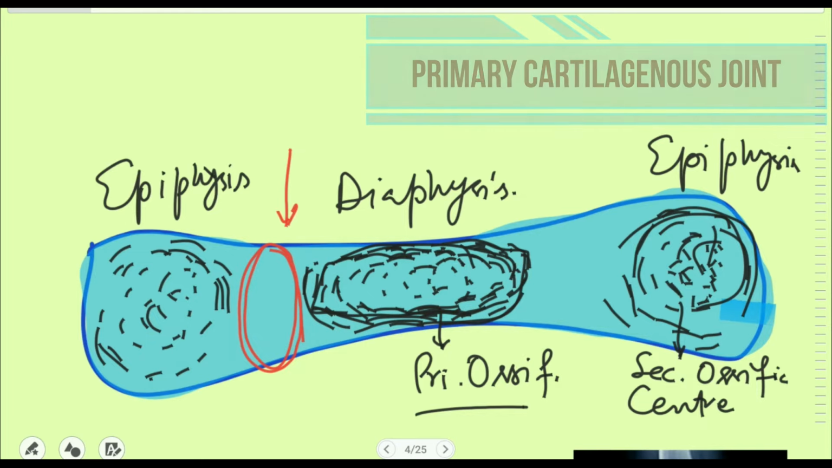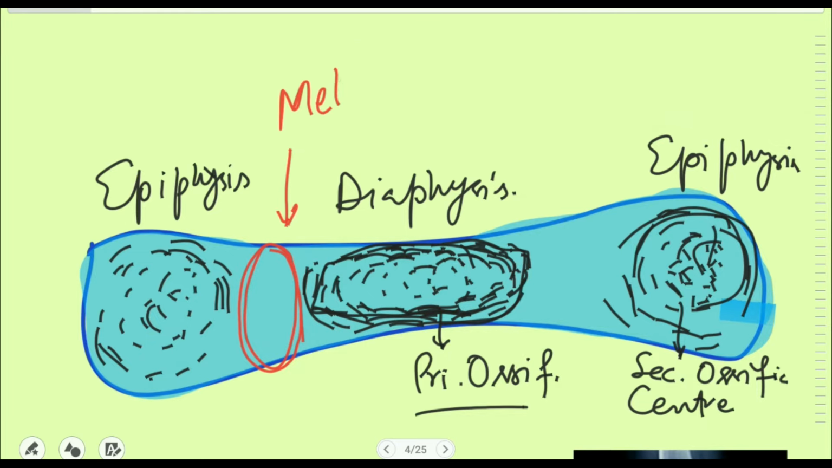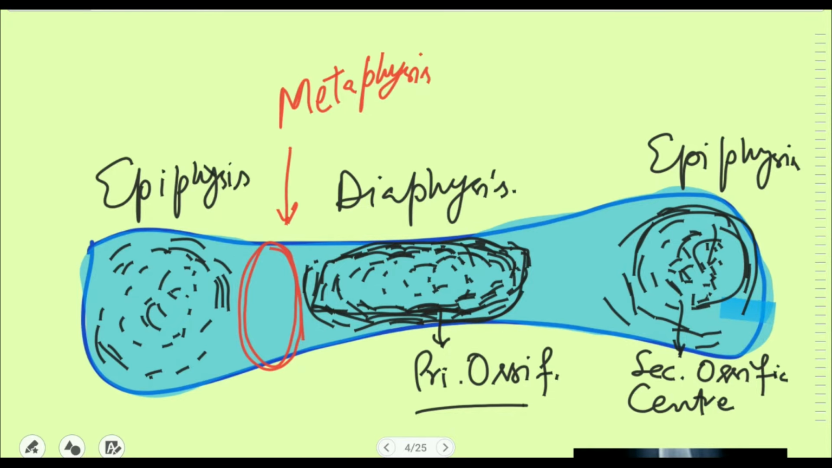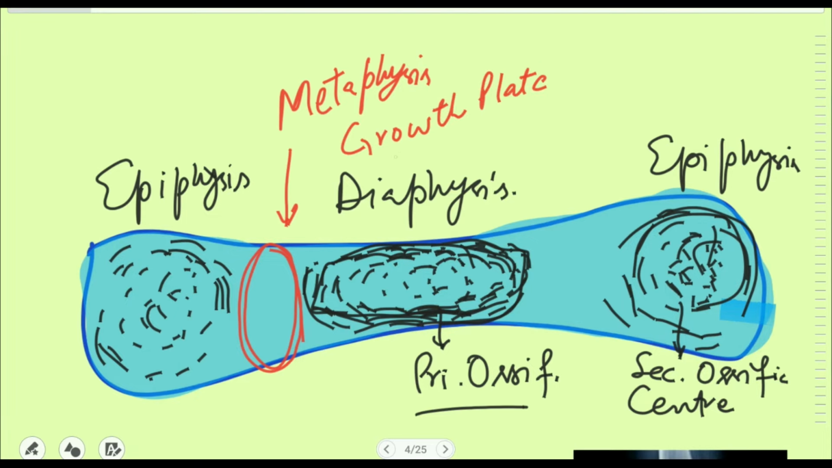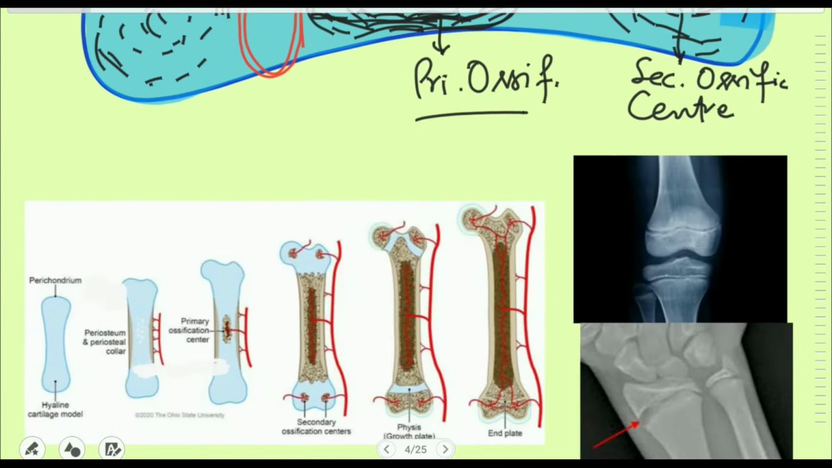It's also known as the metaphysis. In between the epiphysis and diaphysis, we have got this metaphysis. This metaphysis has got other important features. This metaphysis is also known as the growth plate. Why is it known as growth plate? Because of its special functions, special properties. I will explain you in this picture.